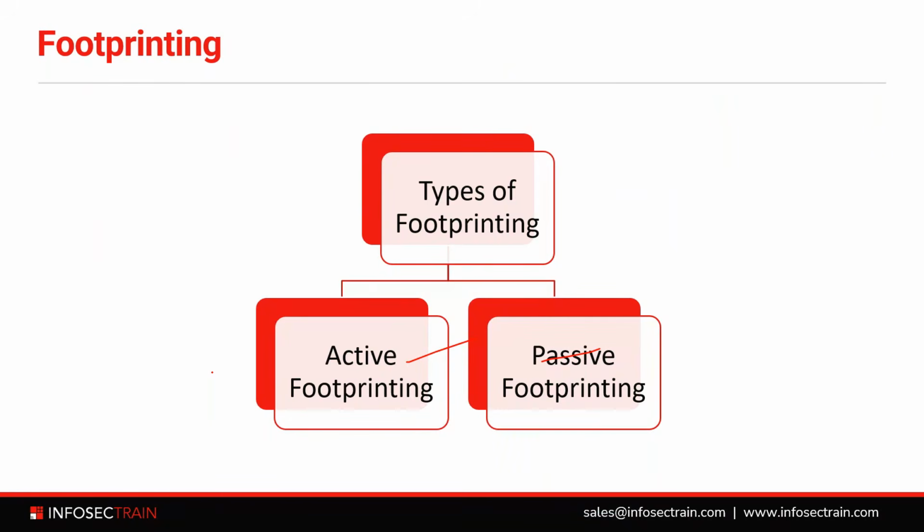So let's say I try to find out information over the internet, right? So on Google, I'm trying to find out information about your website, and in multiple websites, I'm trying to find out the subdomains or the emails about your website. You are not aware about it. That is what? That is passive footprinting.